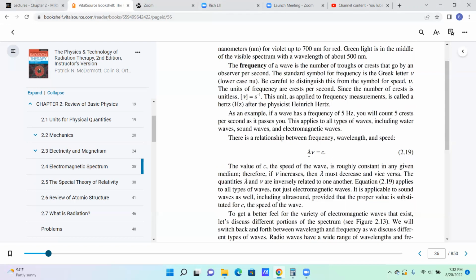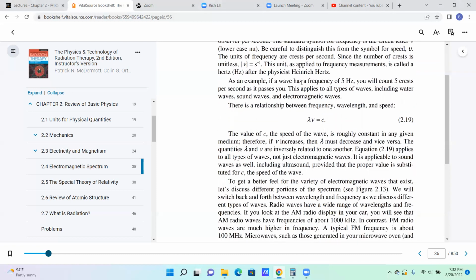Frequency is going to be the opposite in a sense. It's how quickly a certain number of troughs or crests go by an observer per period. How quickly does it move? The units there are going to be seconds raised to the -1 power. It's also going to be called hertz. For example, if a wave has a frequency of 5 hertz, you can count 5 crests per second as it passes you.